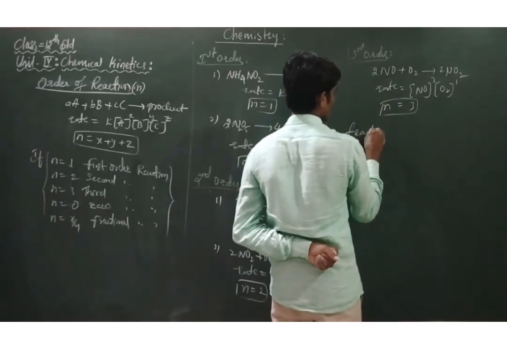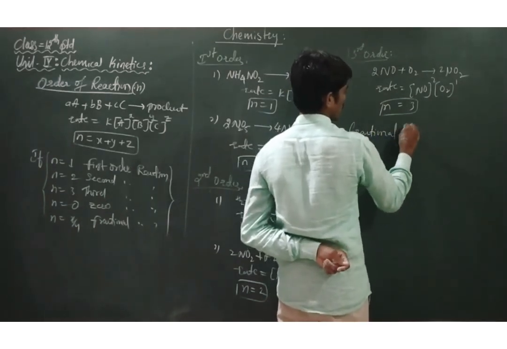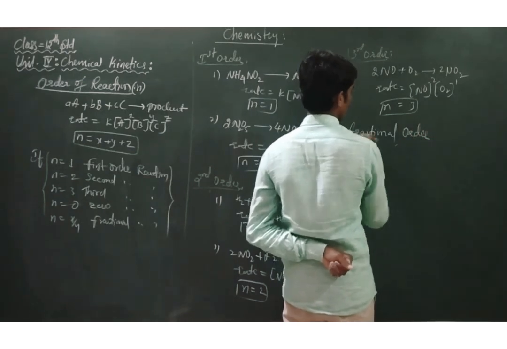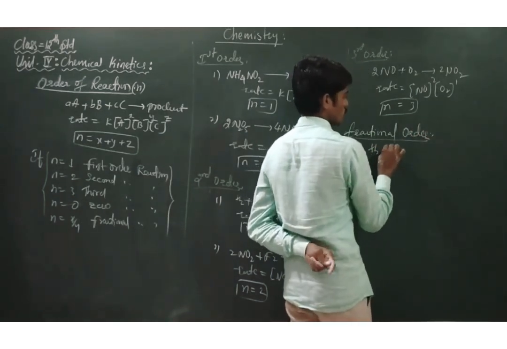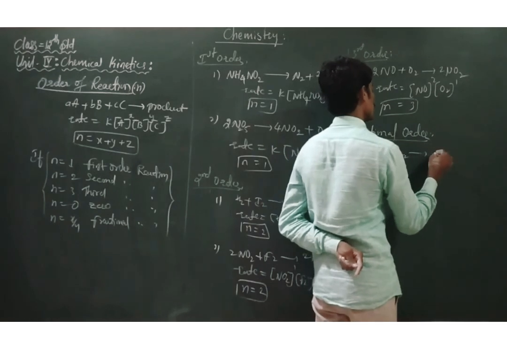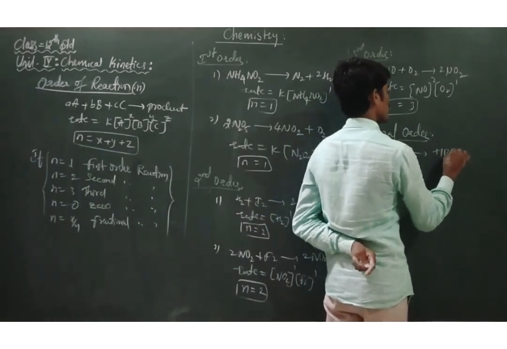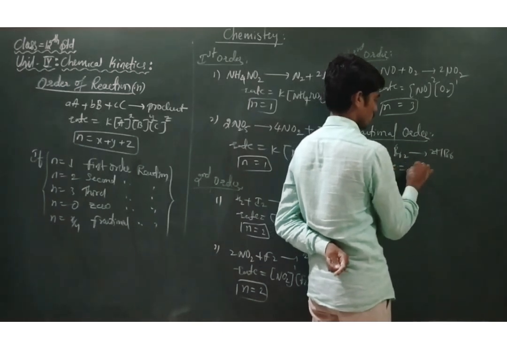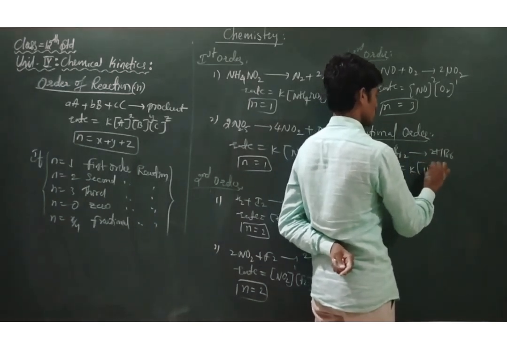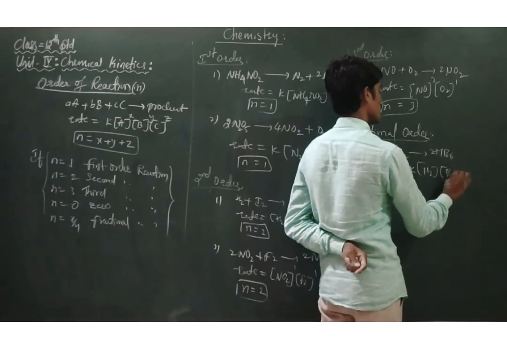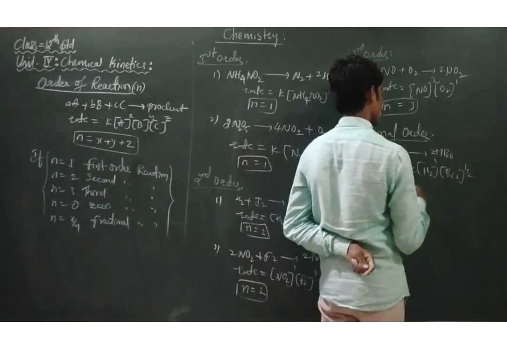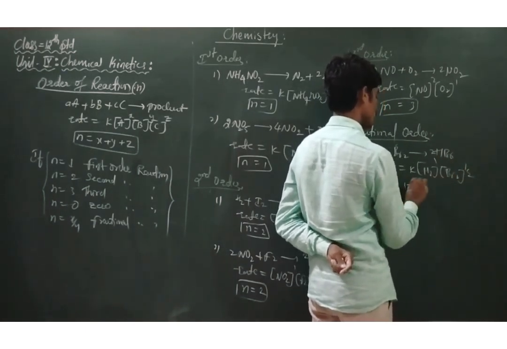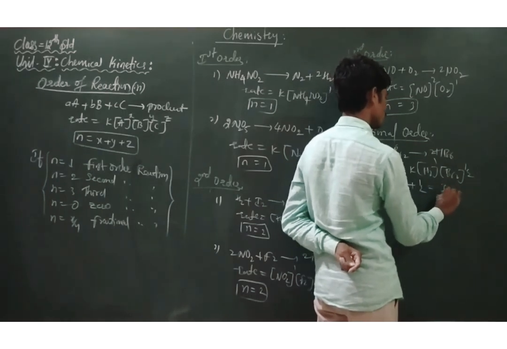Fractional order reaction. Fractional order reactions क्या है? H2 plus Br2 gives rise to 2HBr. So in this case, experimentally determined rate equation is k into concentration of H2 into Br2 to the power of half. Therefore, n is equal to 1 plus 1 by 2, that is equal to 3 by 2 is the order of reaction.